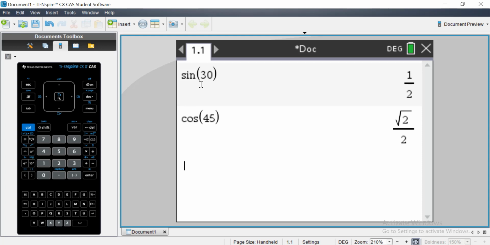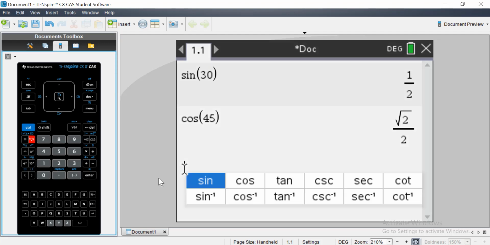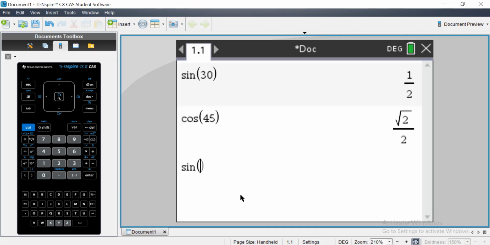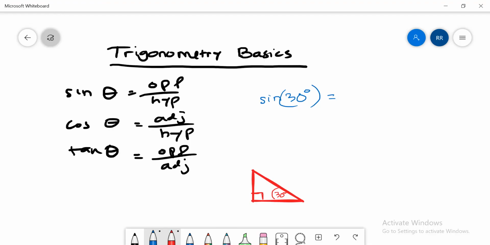So I have here sine 30 is equal to 1/2. I'm going to do it again. Look at the sine and then write down 30 and equals to. Make sure that your calculator is set to degree, because we have degree and radian here. So we're going to use the degree. The value of sine 30° is equal to 1/2.